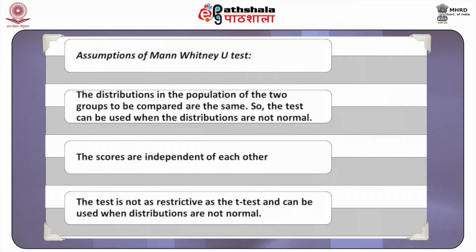The assumptions of Mann Whitney test. The distributions in the population of the two groups to be compared are the same. So, the test can be used when the distributions are not normal. The scores are independent of each other. The test is not as restrictive as the t-test and can be used when distributions are not normal.